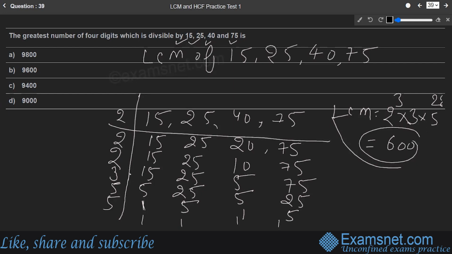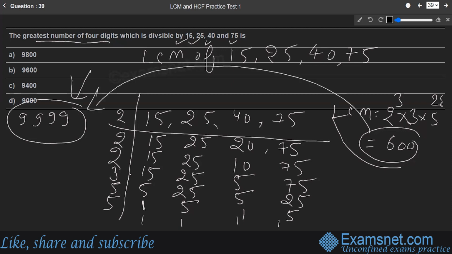But in the question, we were looking for the greatest number of 4 digits which is divisible by all of them. We know 600 is the smallest number which is divisible by all of them, but we are supposed to find out the greatest number of four digits. For that, we'll first analyze the greatest four digit number. That is nothing but 9999. We have to find the multiple of 600 that is closest to 9999, because that will be the required number, the greatest number of four digits which is divisible by all of those.